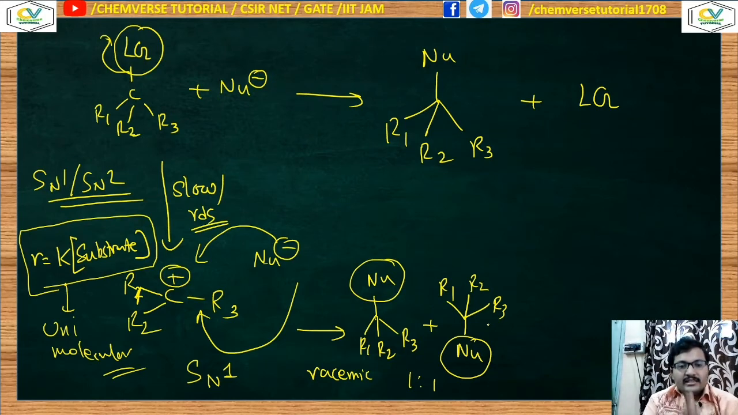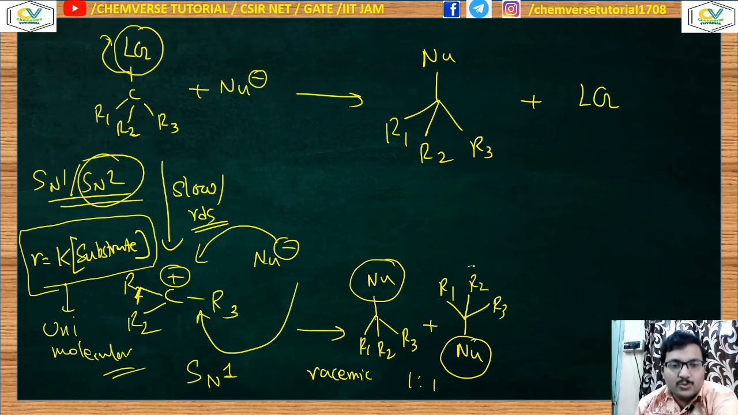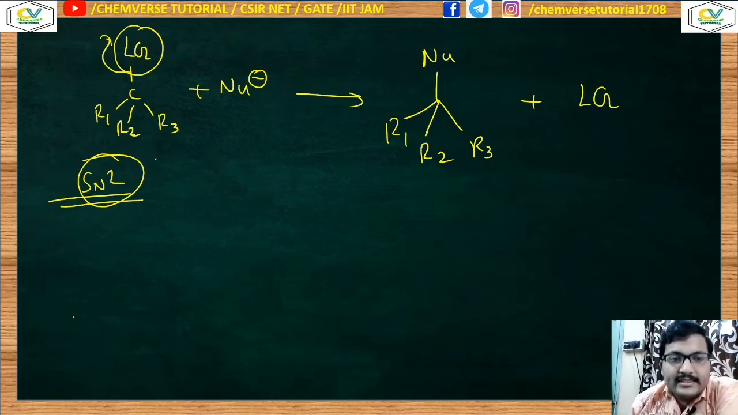So it is your SN1 reaction mechanism. Now let's move on to the alternative one. That means what will be the pattern of the SN2. Now SN2 is much simpler. Before going to start SN2, let's erase these things. Now for the SN2 reaction mechanism, it occurs in a single step.